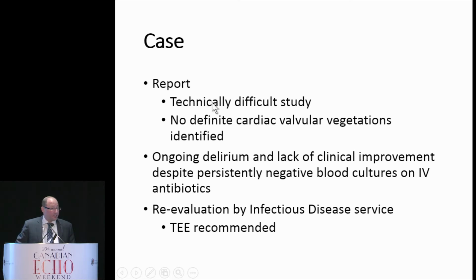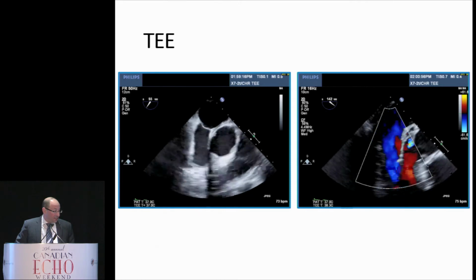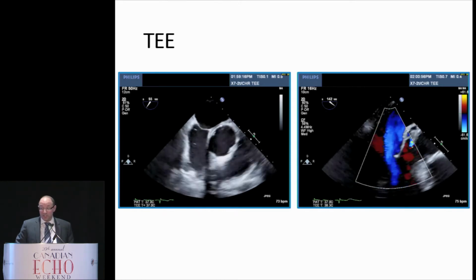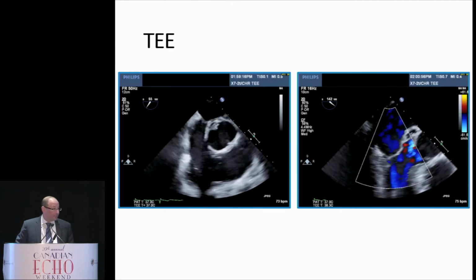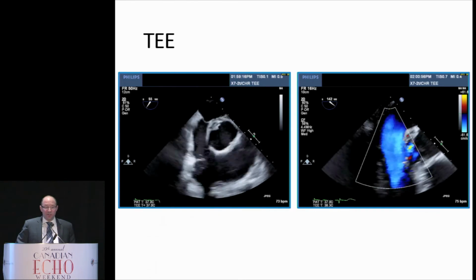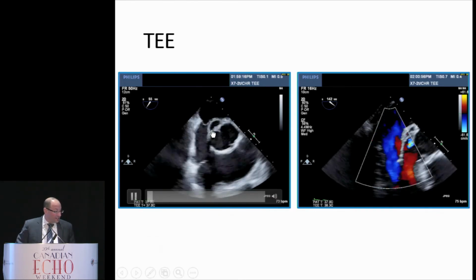They were consulted in the beginning and signed off, and now they're back, and they recommend do a TEE. And so there's his TEE. So the first thing we're struck by, which we didn't know before, is that he's got a bicuspid aortic valve, okay? And then if you look just posterior to the aortic valve, you see that echolucent space. And that is an abscess.